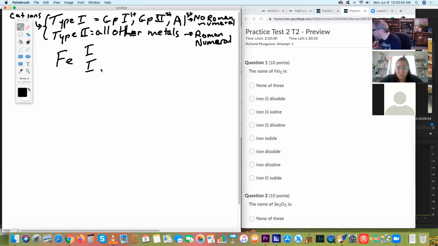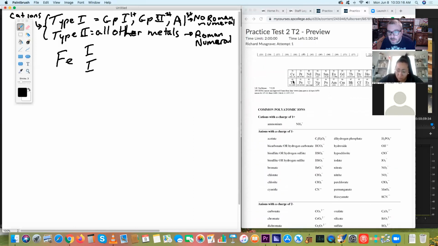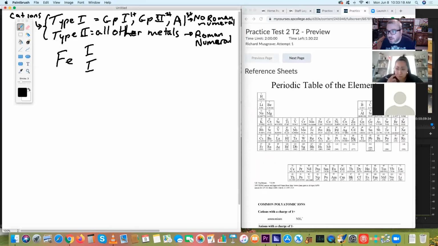So let's draw a picture now of the FeI2, which is going to look like this. It's going to look like an Fe with 2 I's on it. We're good with that? Yep, because there's one Fe and then there's I with the 2, which means there's 2. That's right. So now we look at what charge I has.